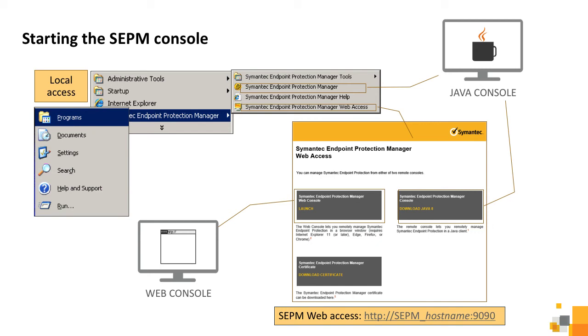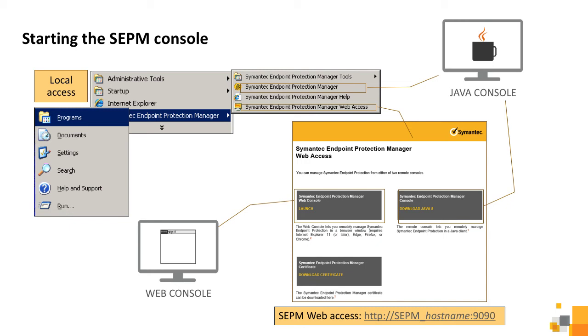The Java console. Log onto the console locally by using the computer on which the management server is installed. On the Windows Start menu, click Programs, Symantec Endpoint Protection Manager, Symantec Endpoint Protection Manager. To use the Java console remotely, open a web browser and type http://hostname or IP address :9090. Use the link to download Java if necessary and install it. Then click the link for Symantec Endpoint Protection Manager console.